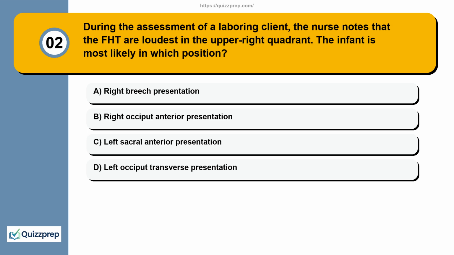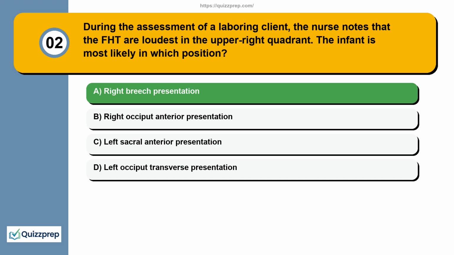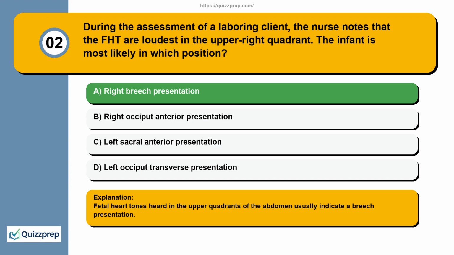Question 2. During the assessment of a laboring client, the nurse notes that the FHT are loudest in the upper right quadrant. The infant is most likely in which position? Right breech presentation, right occiput anterior presentation, left sacral anterior presentation, left occiput transverse presentation. Fetal heart tones heard in the upper quadrants of the abdomen usually indicate a breech presentation.